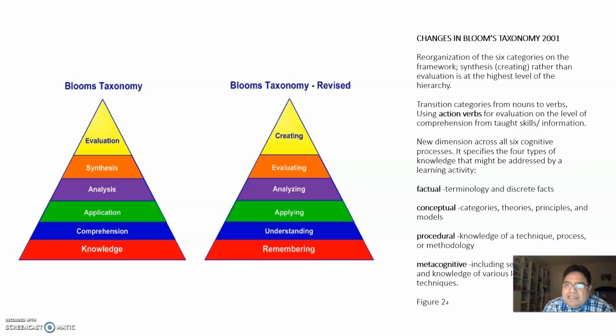there was a new dimension placed onto all six categories, in which there were four types of knowledge for each one. They are from the basic to the complex, starting with factual, which is terminology, discrete facts; conceptual, which is categories, theories; procedural, which is knowledge and technique and process. Lastly, it was metacognitive, which is really involving self-assessment, ability and knowledge of various learning skills and techniques.